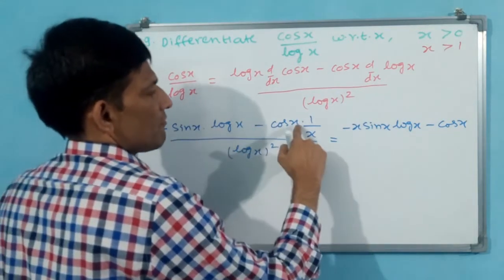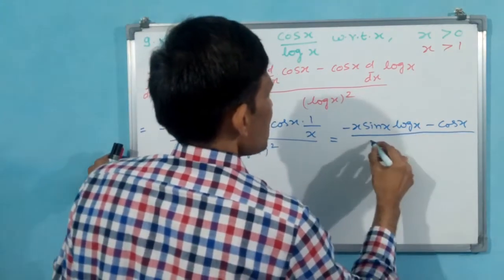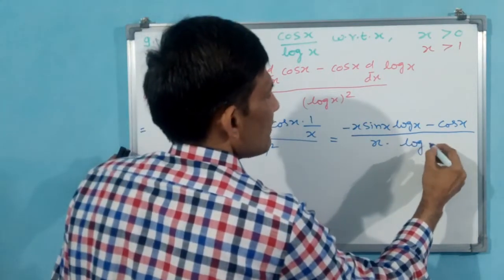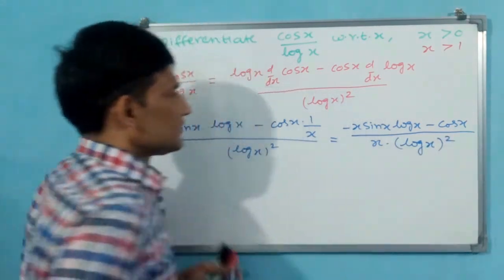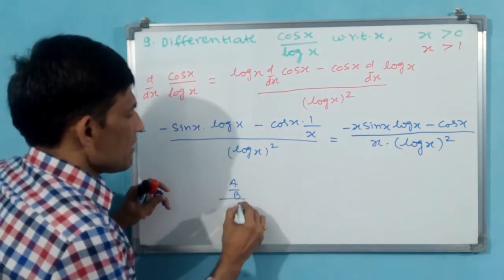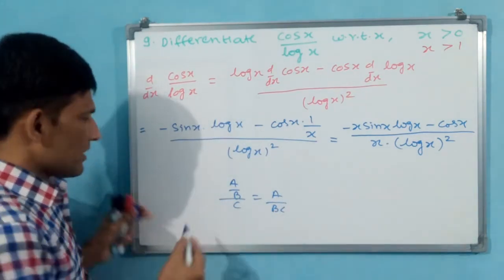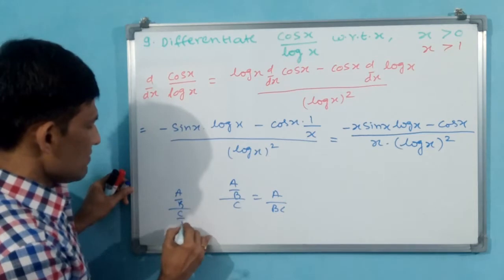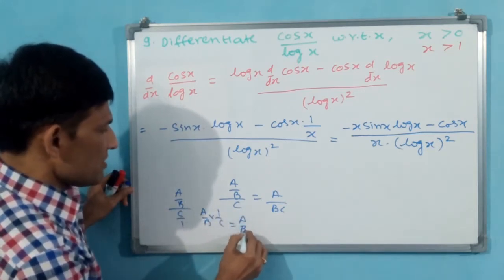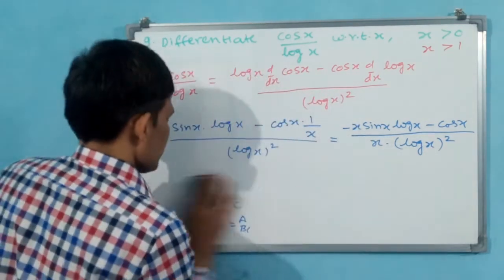Divided by x, and this log x square also along with x I can write. You know it very well. Is it okay? See what I want to say: A by B by C is equal to A by BC. Why? Because A by B by C by 1, you think, A by B into 1 by C, that means A by BC. Like this I have written here. Okay.